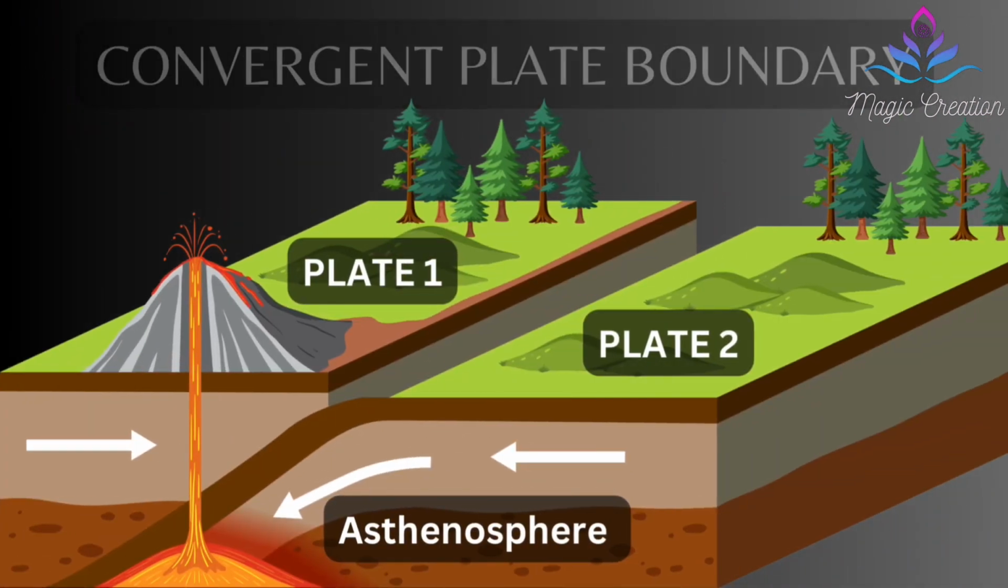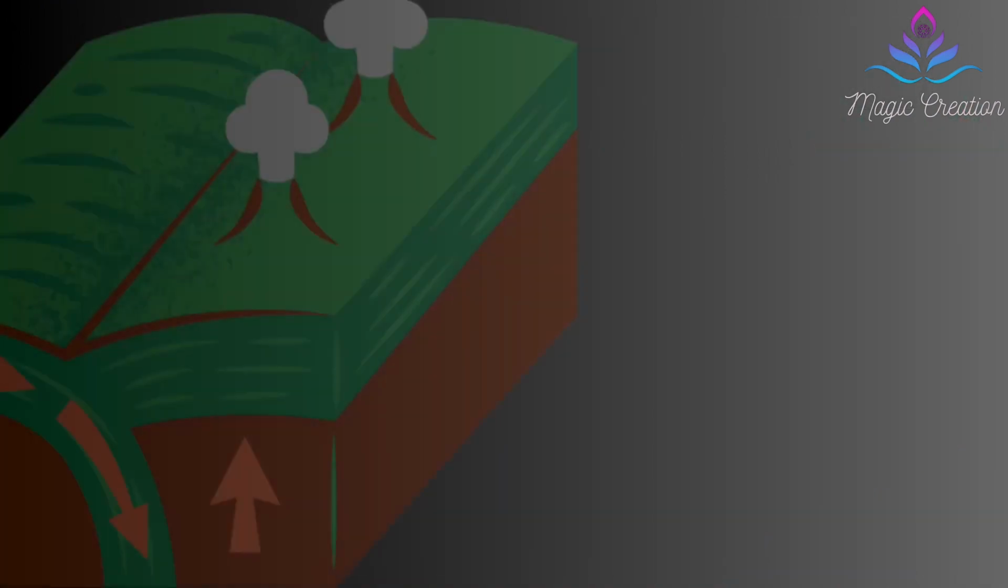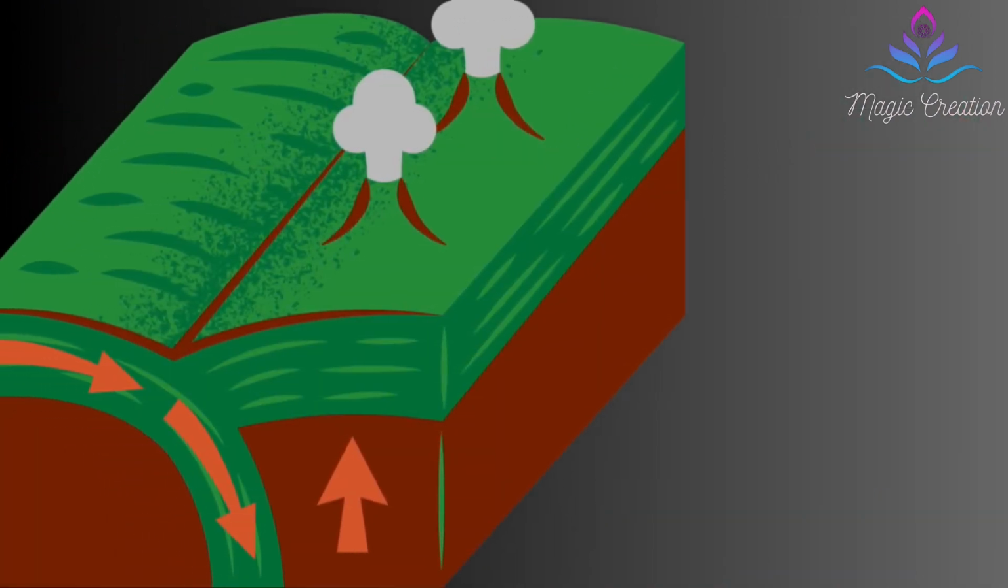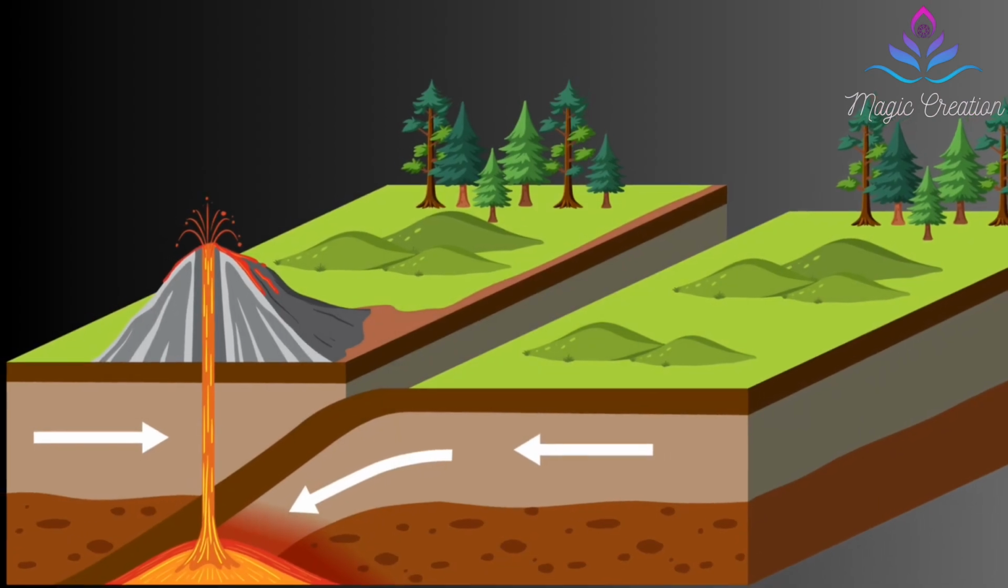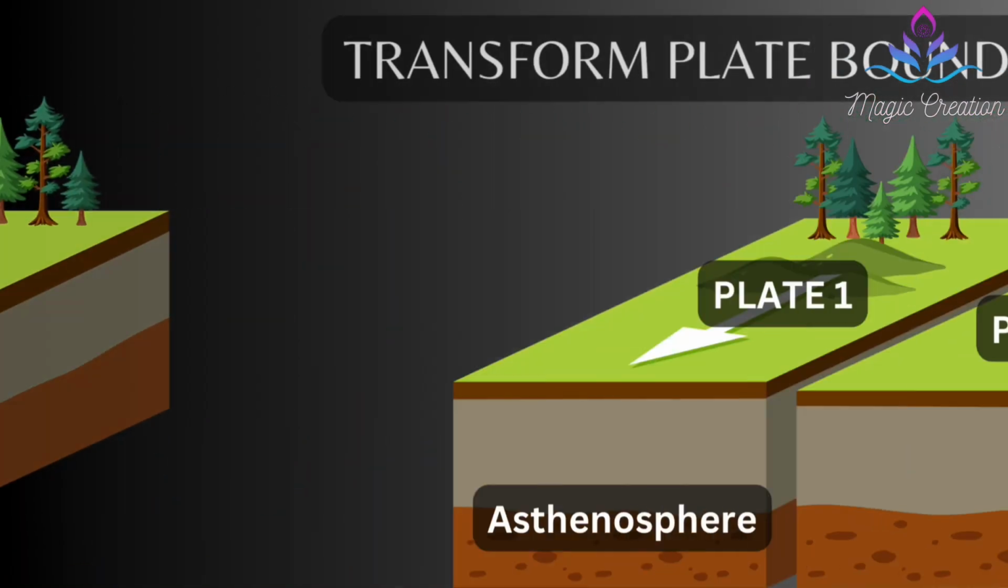A convergent boundary is an area on Earth where two or more lithospheric plates collide. One plate eventually slides beneath the other, a process known as subduction. A chain of volcanoes often forms parallel to convergent plate boundaries, and powerful earthquakes are common along these boundaries.